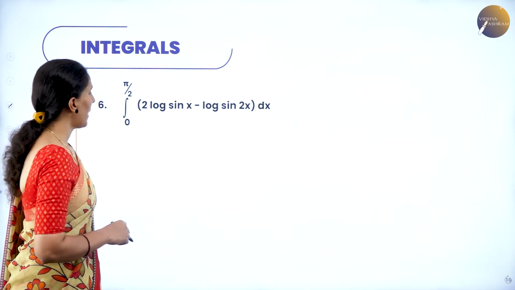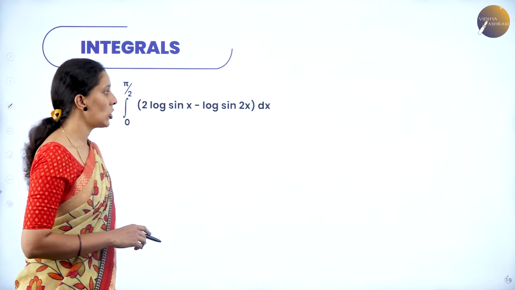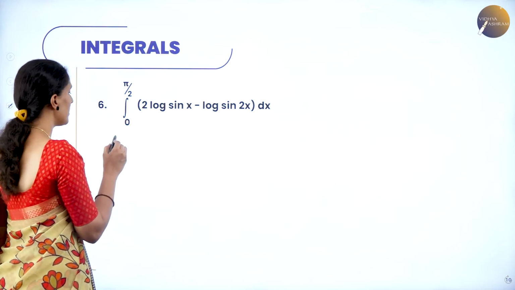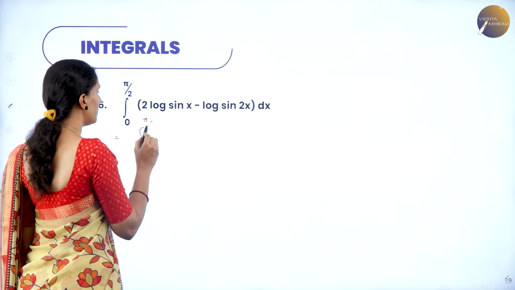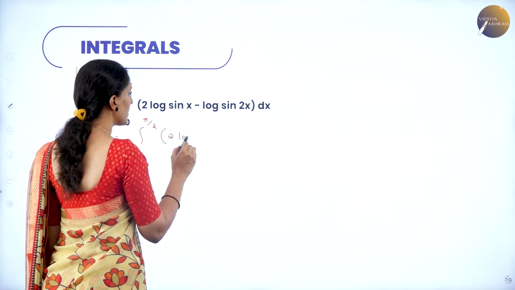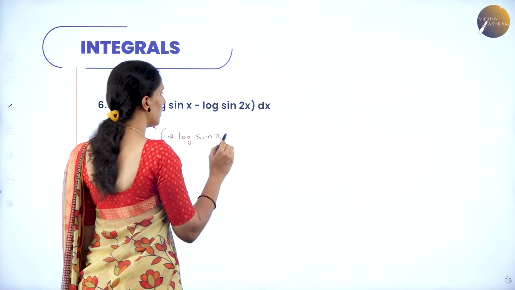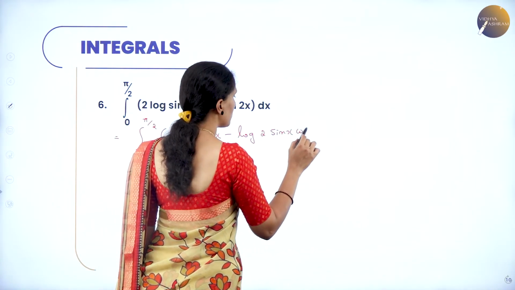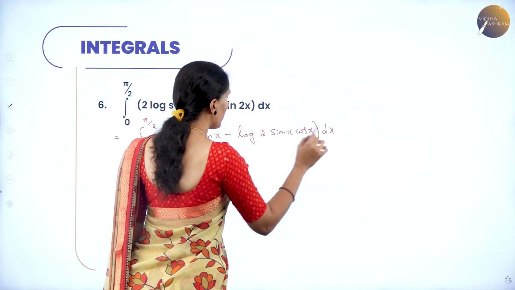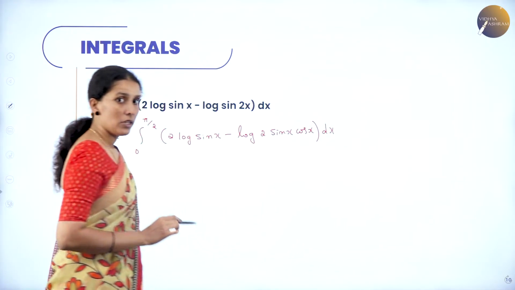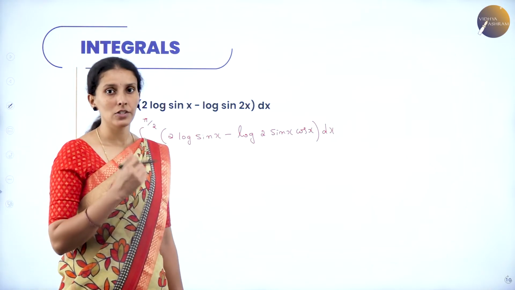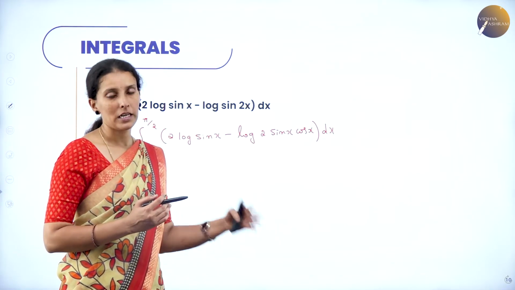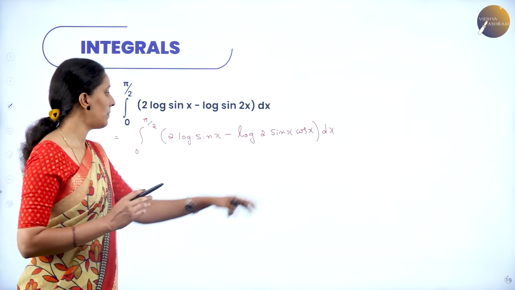Next, the integral from 0 to pi by 2 of 2 log sin x minus log sin 2x dx. First, put the value for sin 2x. What happens? The integral from 0 to pi by 2 of 2 log sin x minus log of 2 sin x cos x. Now here we have log xyz. So we know that log xy can be written as log x plus log y. Similarly, log xyz is log x plus log y plus log z. So using the properties of logarithms, we can split this function.